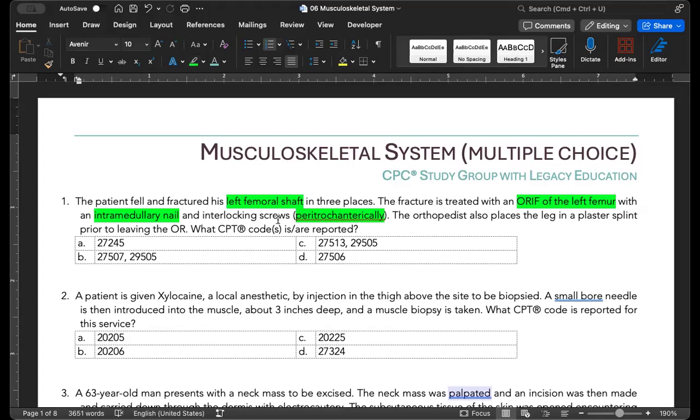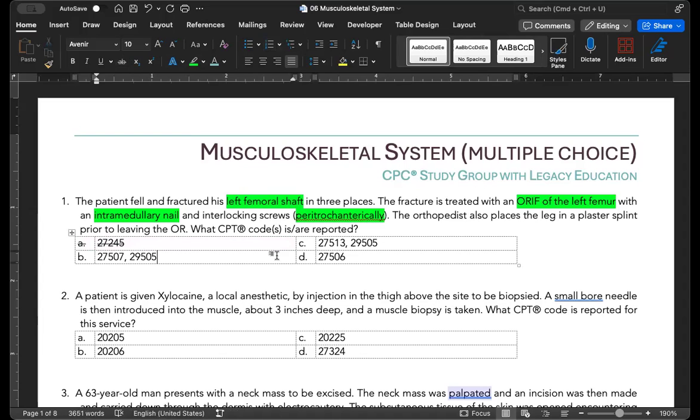Okay, do you guys see that? The location of the fracture and the location of the treatment are two different things. The location of the fracture is the femoral shaft. So 27245 would not be it, because this is telling us that the location of the fracture is intertrochanteric, peritrochanteric, or subtrochanteric. So 27245 is not our code. Does everybody see that?